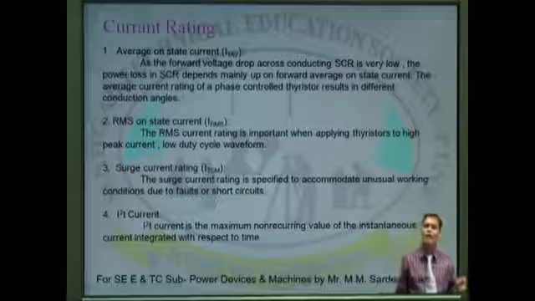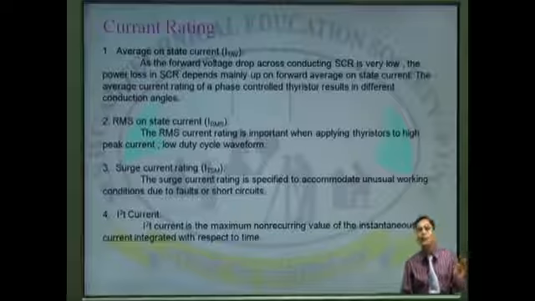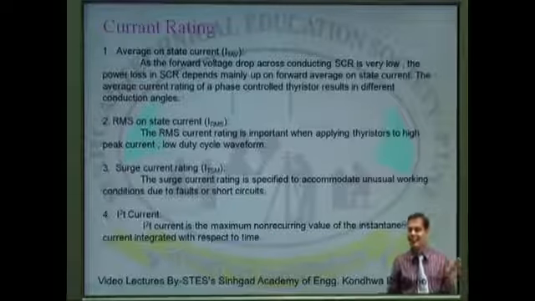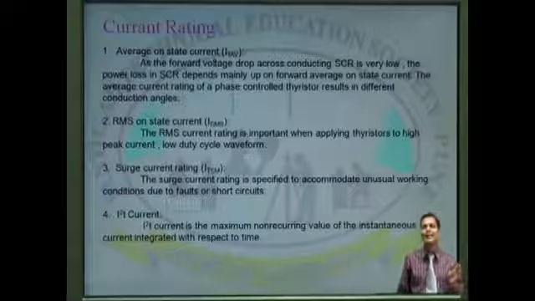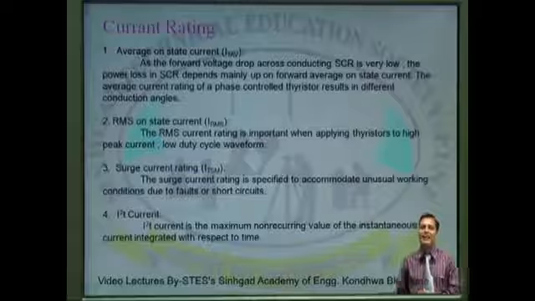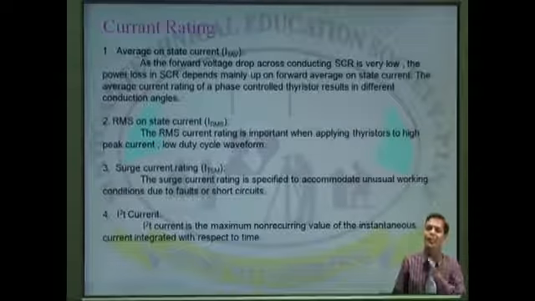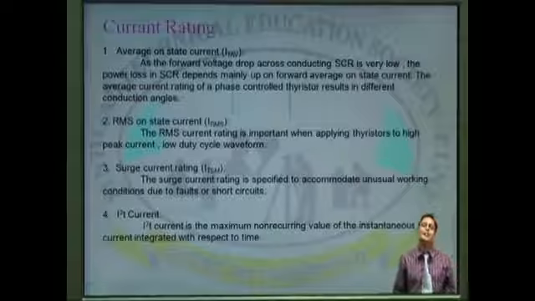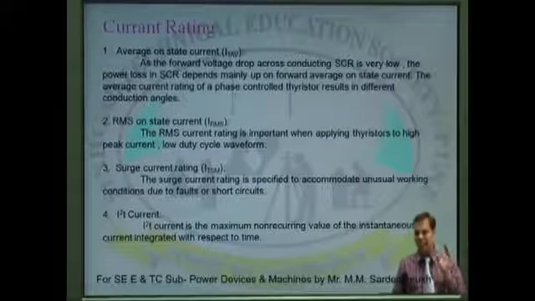So always you have to take into consideration that the power dissipated is not going to increase beyond a specific limit, and that's the reason that the IT average is specified at its firing angle, and it is different for different firing angles. Means as the firing angle keeps on increasing, the IT average keeps on decreasing. That is an inverse relation between IT average and the firing angle.